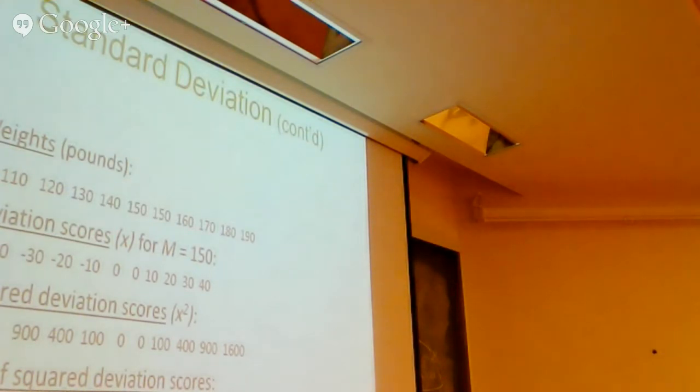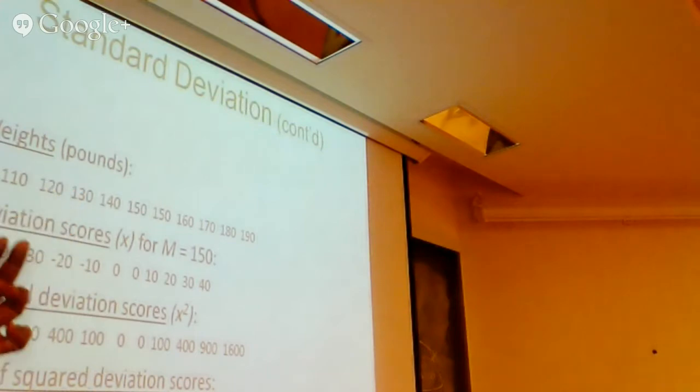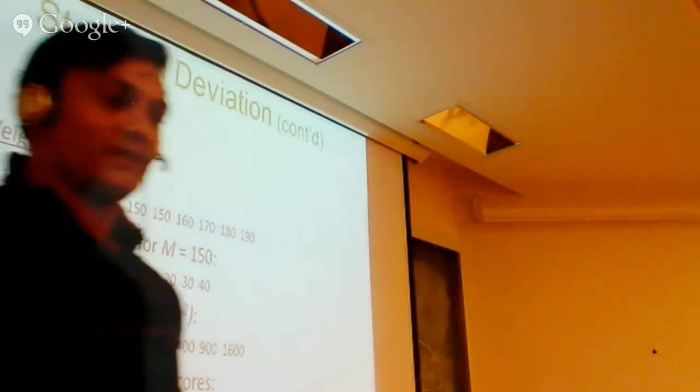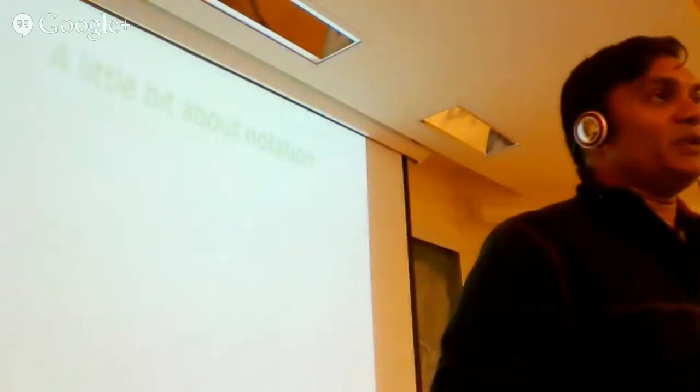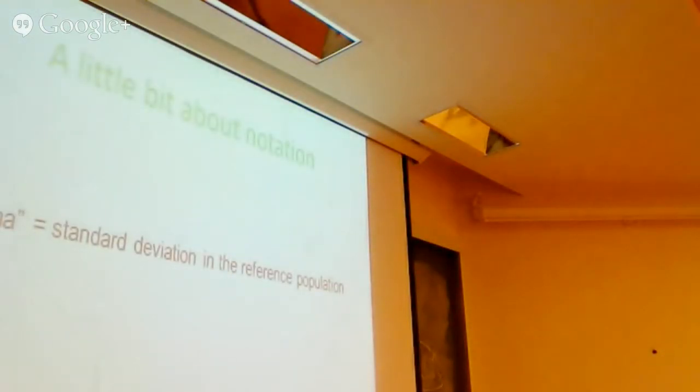That tells me that the typical distance between each member of my data set and the mean is 25.82. Right? It varied from minus 40 to plus 40, but typicalness is 25.82. How do you define typicalness? So, about notation again. I mentioned that sigma is the standard deviation in the reference population, or the parameter. S is the standard deviation in the sample, or the statistic.